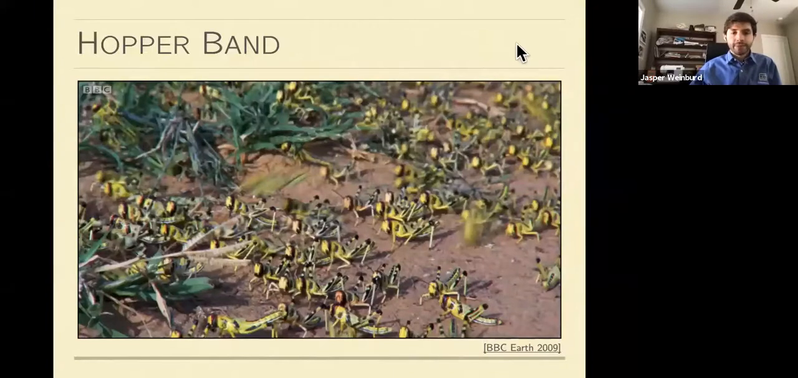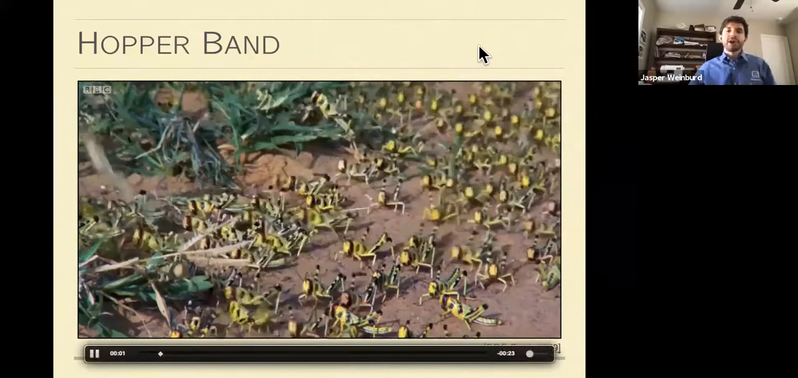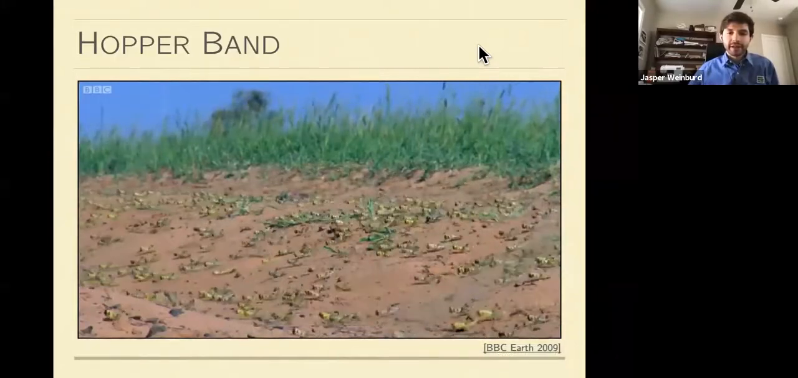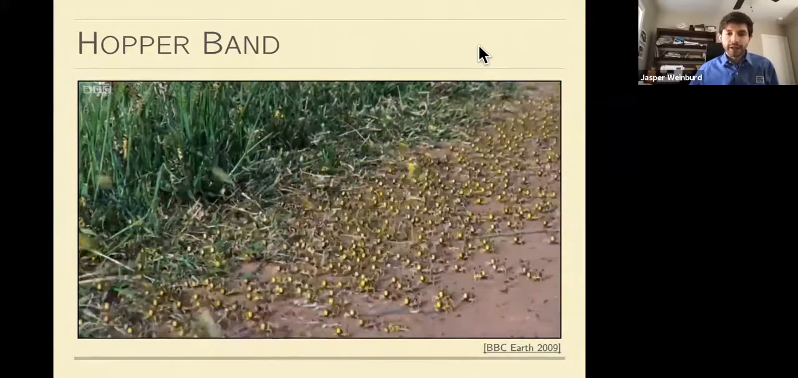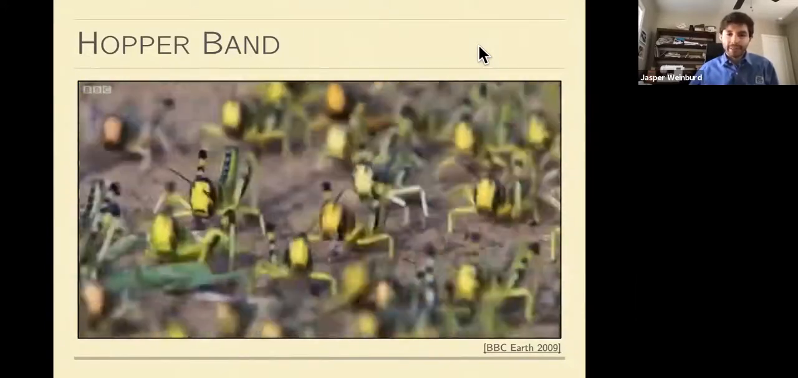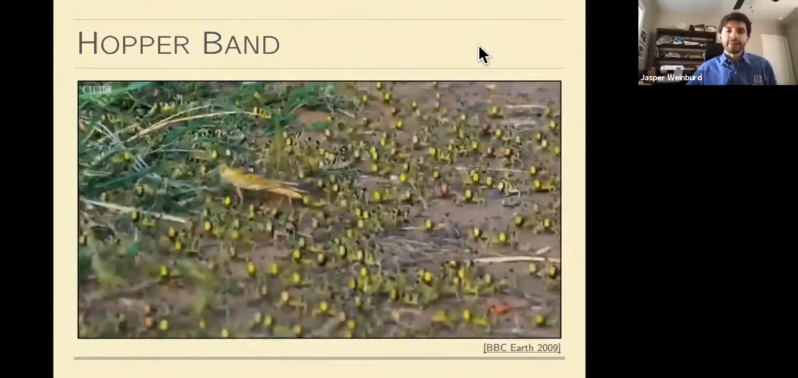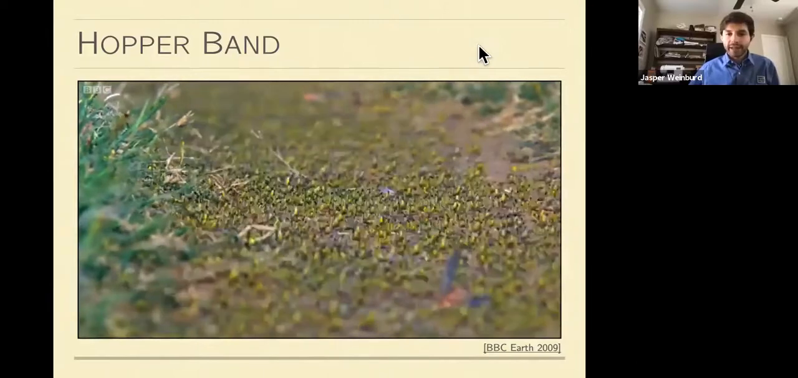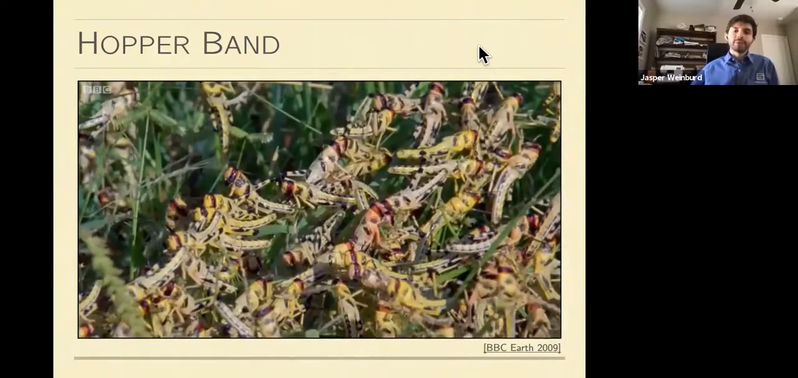So let's zoom in a little bit. I'm going to play this video from BBC Earth just to give you a look inside of a hopper band. And you can see a couple of different things. You can see them marching, walking, and then you also see ones that hop. You also see how they're all essentially moving in the same direction. That's one of the well-documented social interactions. And then here at the end of the video, you see they've stopped marching in order to eat. And that, of course, is the biggest concern from an impact on environment and humans perspective.